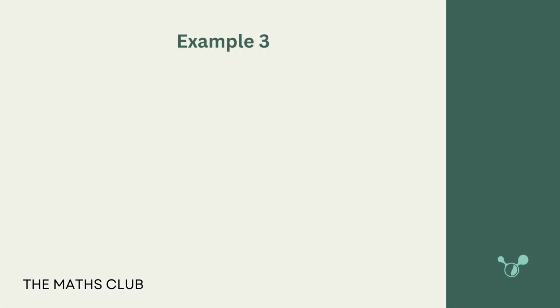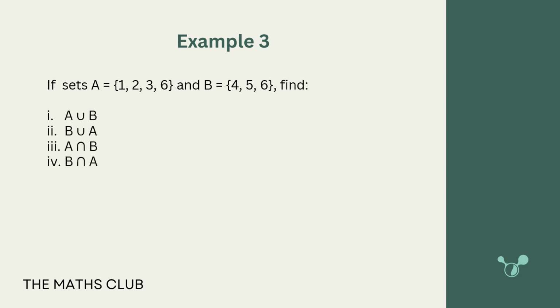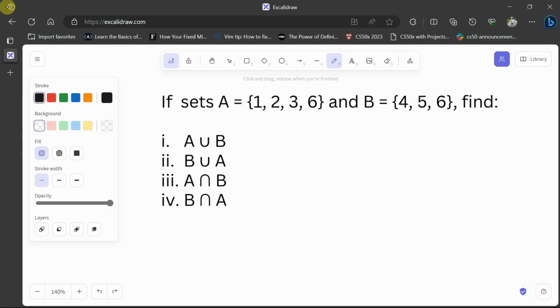And let's look at an example to try this one. So I have set A, which is 1, 2, 3, 6, and B, which is 4, 5, 6. And I have to find A union B, B union A, A intersection B, B intersection A. So if I do A union B, what am I going to have? Like I said, I always try to do everything in ascending order so I don't miss out on anything. So from set A, I have 1, 2, 3. Set B, I have 4, 5, and then the 6 that both of them share. So I want you to try B union A and see if you got the same thing.